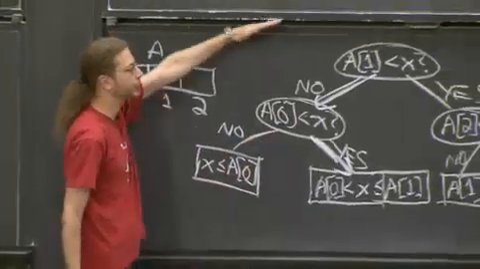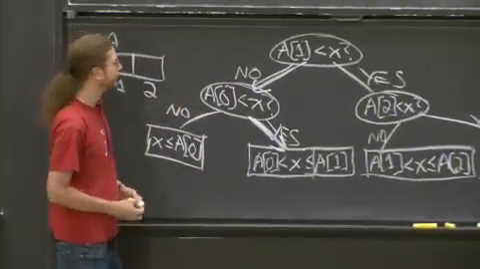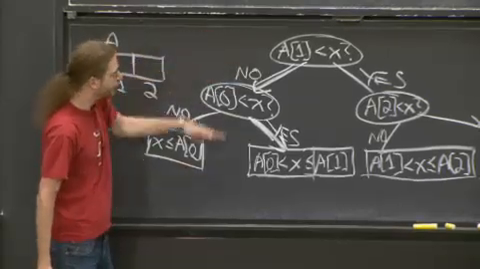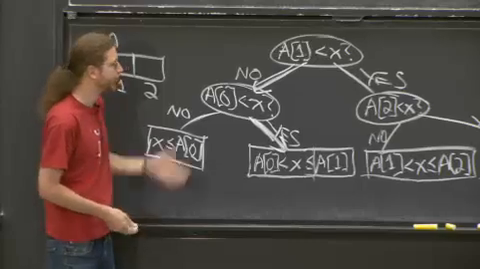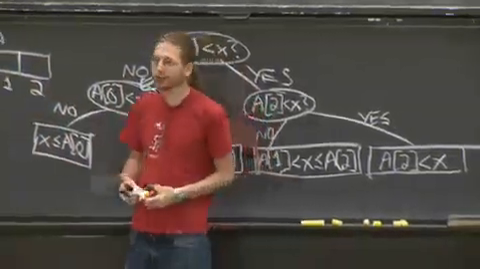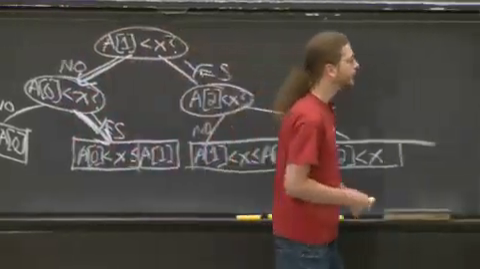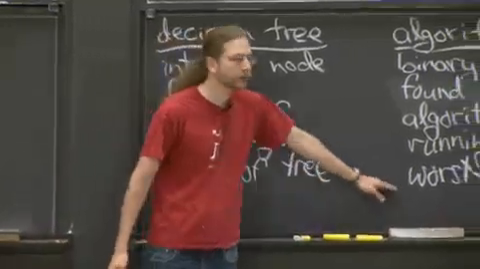How many levels in this tree are there? It's number of levels minus 1, technically. But the length of the longest root to leaf path is the definition of height. So here it's 2. In general, we know for binary search, it's log n. But given an arbitrary decision tree, we just have to figure out what the height of the tree is, and we'll figure out the worst case running time.